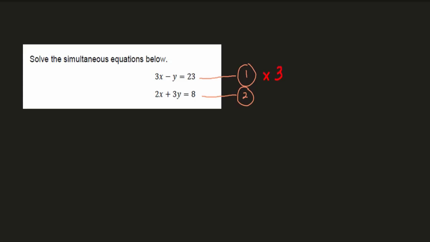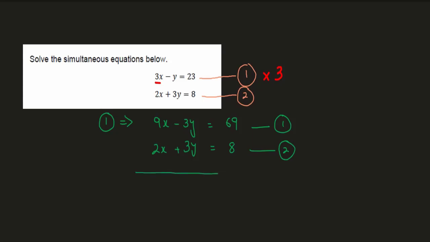This 3 is going to multiply with every term, with 3x, y and 23. So I am going to write this equation right here after multiplying it by 3. This is equation number 1. So this is 9x, 3 into minus y is minus 3y, and 3 into 23 is 69. Now I am going to write equation number 2. I don't need to change that because it already has a coefficient of 3 for y. So 2x plus 3y equals 8. This is equation number 2.